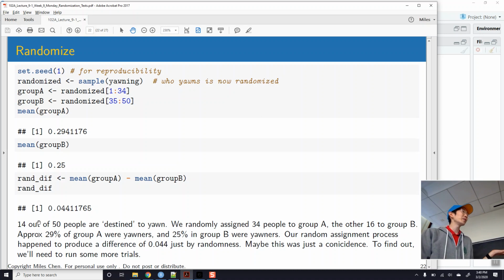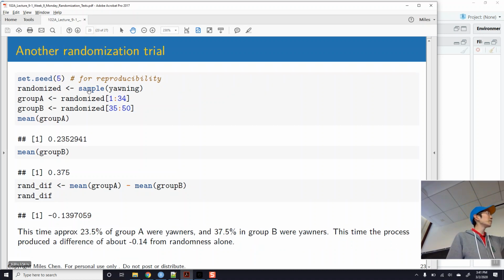So what we observed in Mythbusters, this difference of 0.044, just happened by coincidence on my very first randomization trial, okay? But we're not going to just do this once. We're going to do this many, many times. So if I do it again, I again shuffle who's yawning, shuffle that vector of 50, put 34 into group A, 16 into group B, okay? And in this case, 23% of group A yawned and 37% of group B yawned, okay? So here I get a difference of negative 14% basically.